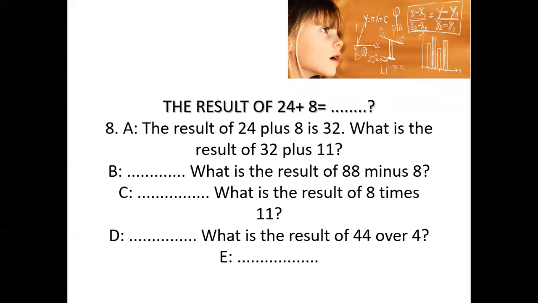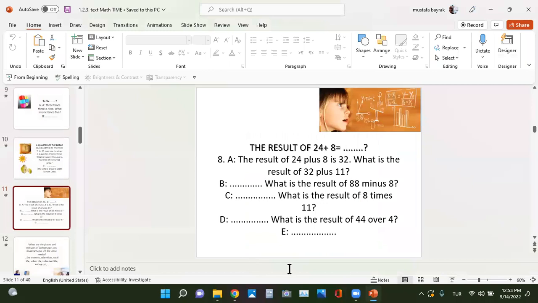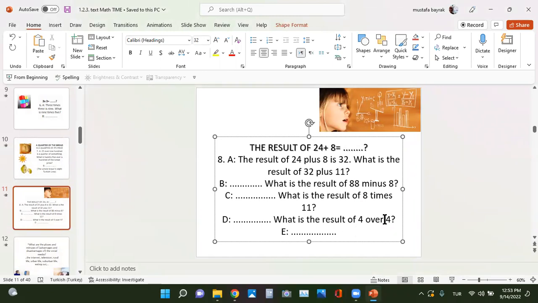It is easy. For example, let's change it like this. If you divide 44 by 4, the result is 11. It is better now. It is simple now. So 44 over 4 means you divide this one by this one. The result of 44 over 4 is 11.